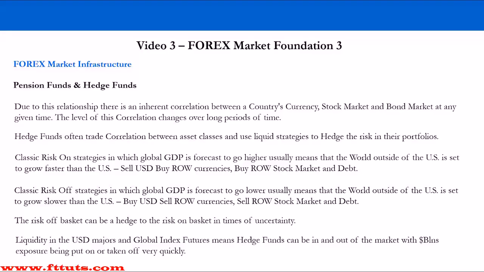So liquidity in the US dollar majors that we looked at earlier and global index futures, so on stock markets, means that hedge funds and pension funds can be in and out of the market very, very quickly with billions of dollars of exposure, and they can take it off very quickly as well. So it's really important to understand how these guys operate, because when there's big moves in exchange rates, especially between major trading partners, so for example, the US, Japan, Europe, when there's major moves, they can almost become self-fulfilling because these guys have to hedge their returns in their portfolio if exchange rate moves are against them and very quick.